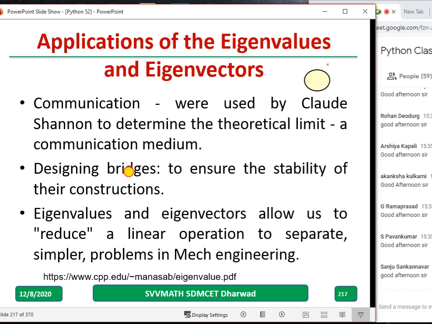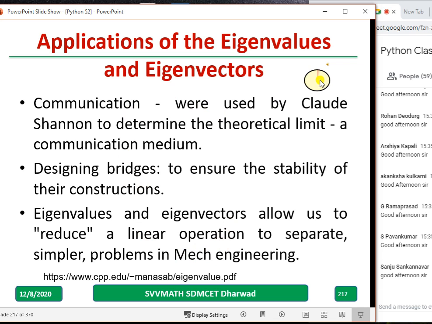Even it is used in the designing of bridges to ensure the stability of their constructions. Also, eigenvalues and eigenvectors allow us to reduce the linear operation to separate simpler problems in mechanical engineering. In most of the fields, eigenvalues and eigenvectors are used.